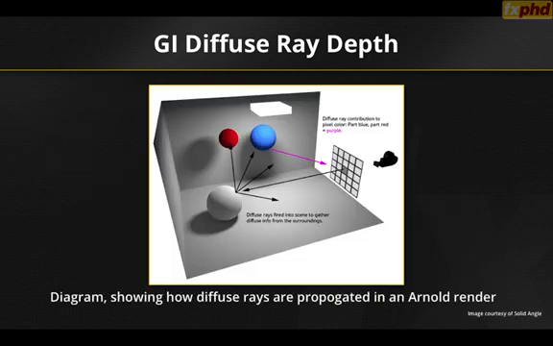So here's a little example as to how the diffuse ray depth works. You've obviously got the ray coming from the camera into the scene, and then that fires and gathers diffuse from the surrounding information. As the light hits the red and the blue and bounces, you're then going to get the purple back to the camera.